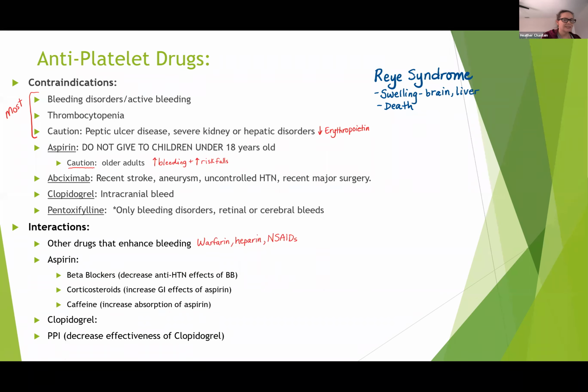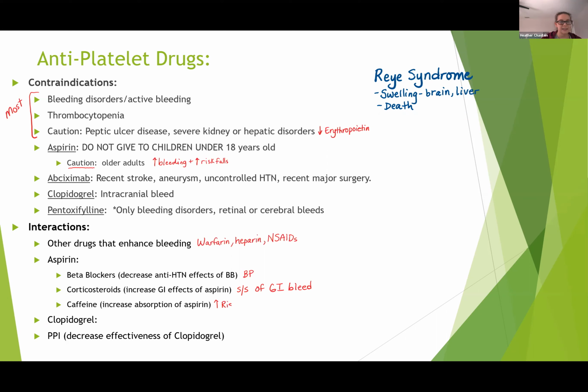With aspirin interactions, there are quite a few, which is surprising because a lot of people on aspirin have had heart attacks and have other cardiac stuff going on. But aspirin and beta blockers: aspirin is going to decrease the antihypertensive effects of beta blockers, so we need to make sure that we're monitoring that blood pressure. Corticosteroids increase the GI upset of aspirin, so we want to watch for signs and symptoms of a GI bleed, and that would be like coffee ground emesis or black tarry stools.